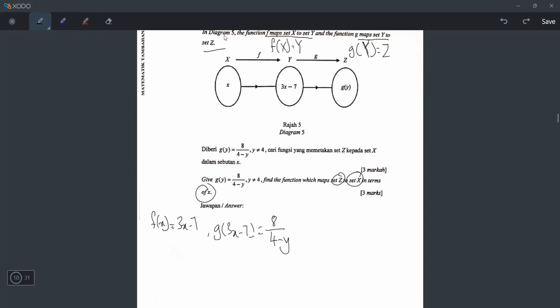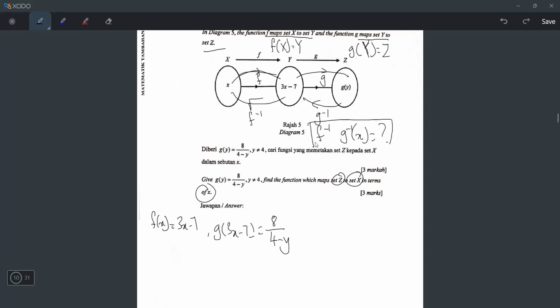So z to x. From x to y, it's function f, and from y to z, it's function g. Now they want z to x. If I want z to x, I cannot go straight away. I have to go to y first, and then only go to x. It means I have to do the g inverse first and then only do f inverse. If this is f, then the reverse is f inverse. Same thing here: y to z is g, so z to y is g inverse. Remember, I have to put the g inverse inside, f inverse outside.